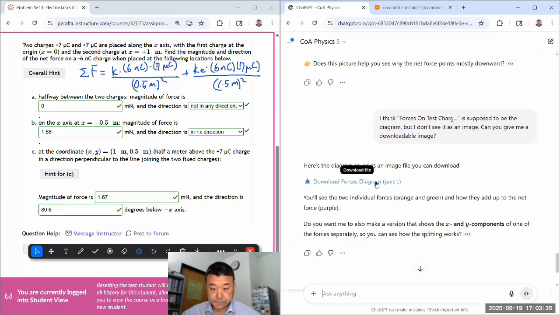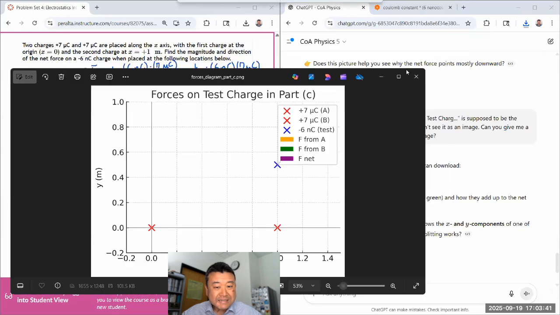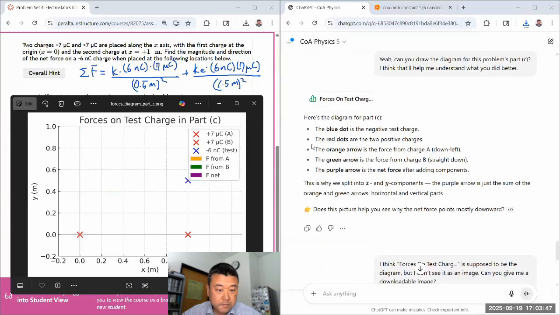Yeah. So let's see the diagram. Oh, I think that's actually a good illustration of the positions of the charges. Let's compare. This blue dot is the negative test charge at 1, 0.5. Red dots are the positive charges. Orange arrow. Oh, I don't see the arrows.